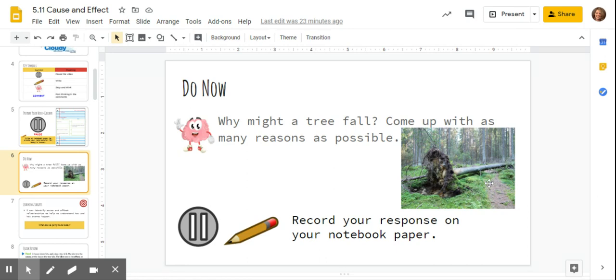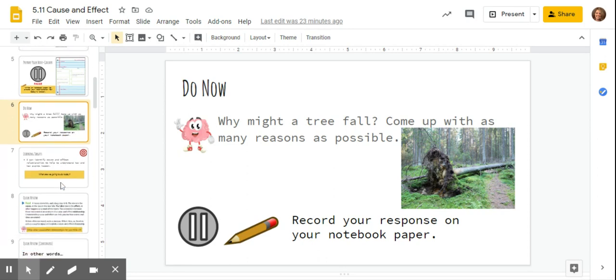I want you on your paper to record all the reasons, as many as you can, for why a tree might fall. What could cause a tree to fall? When you're finished, hit play and I'll meet you and we'll discuss.